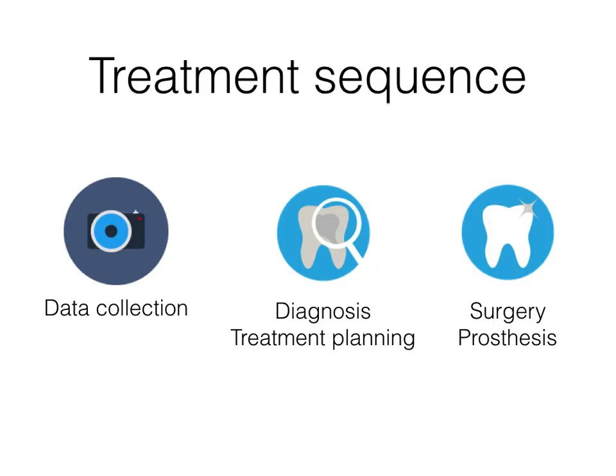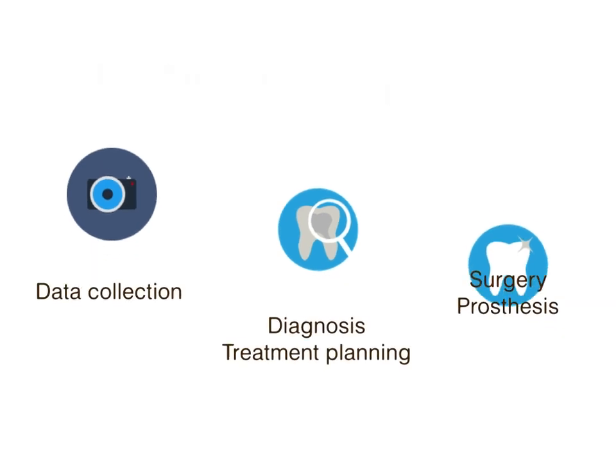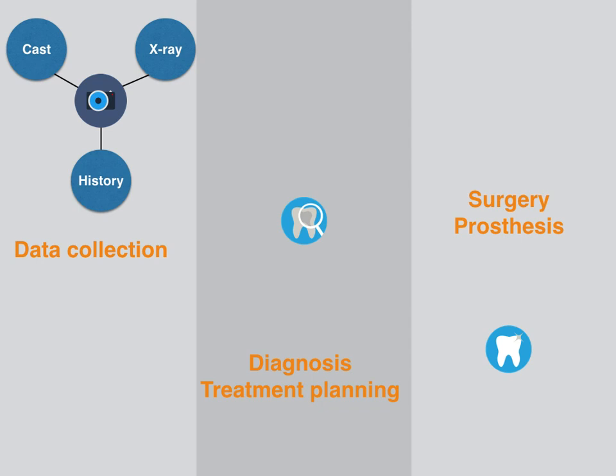The treatment sequence of single implant restorations includes several steps. One is data collection. The second is diagnosis and treatment planning. The third part is the surgery and prosthesis. Each of these areas also includes different treatments.